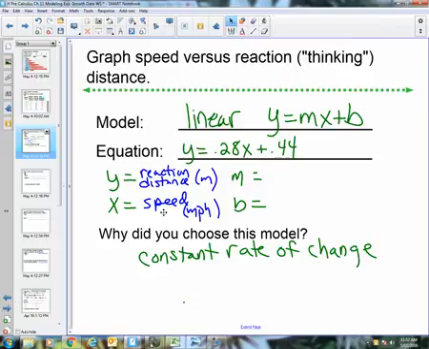Okay, now let's talk about the m and the b. Now in your graphing calculator, they called the m a. It was the a value, but it's the same thing. It's the slope. So the slope in this equation is 0.28. Now slopes are rates of change. So rise over run. We have to think about what that means in this situation then.